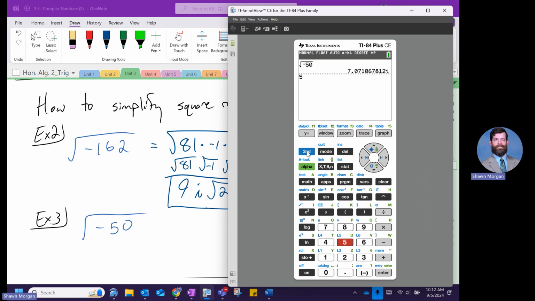5. Now, does anybody know where the i button is? Very nice. Second decimal. So 5i radical 2. I hit enter, and lo and behold, I get the same exact value. So it's sort of like a hack as far as how you could check your work on simplifying these.